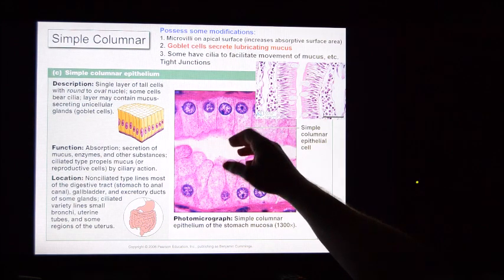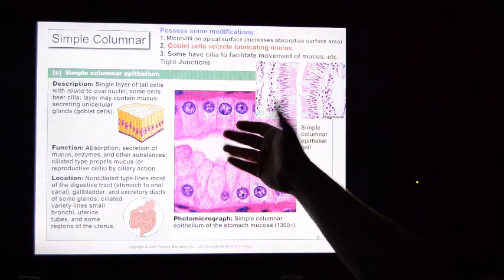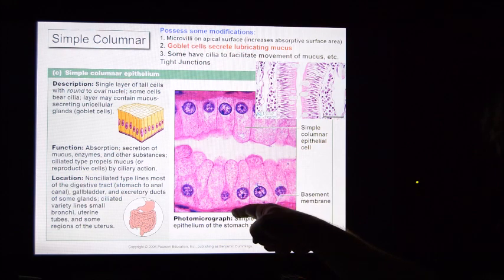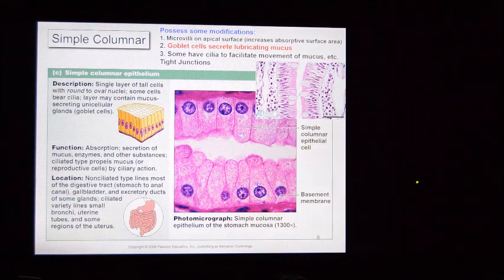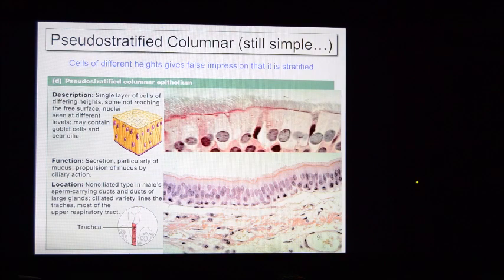Your intestine is not sterile. It's got a lot of bacteria in it. So these cells will prevent bacteria from getting between them, and they will still have the capacity to absorb nutrients. These will oftentimes have apical modifications like microvilli to increase their surface area as well.